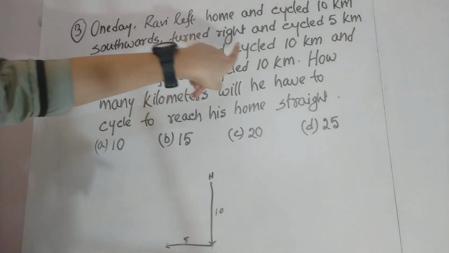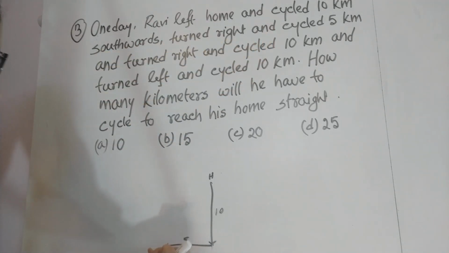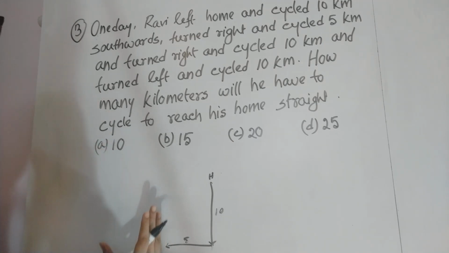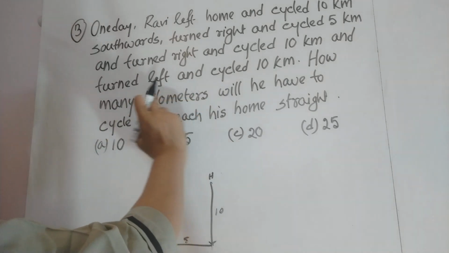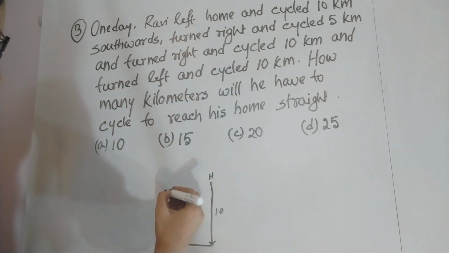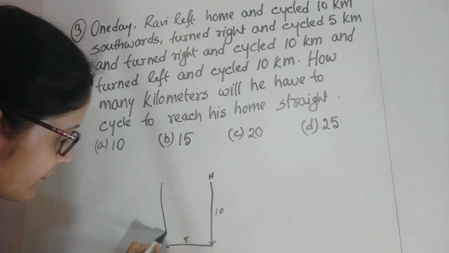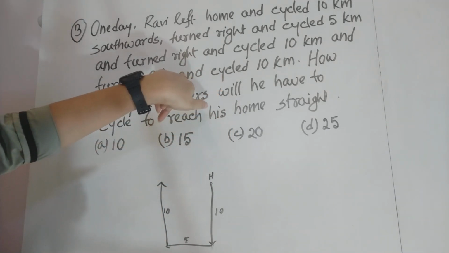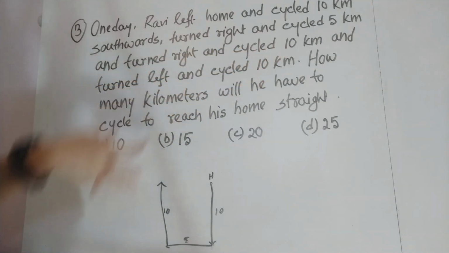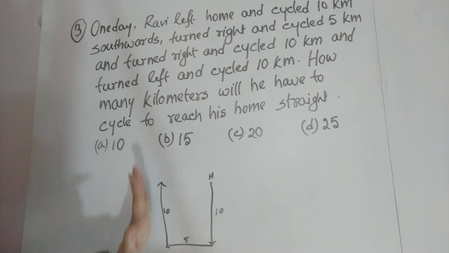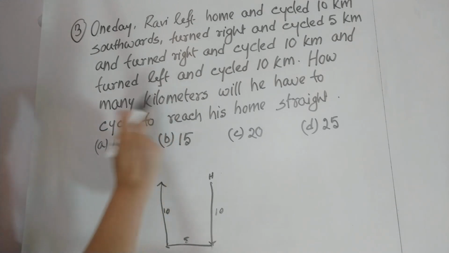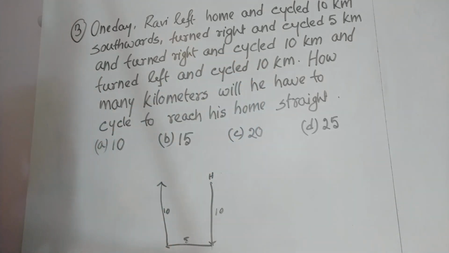Again turn right and cycle 10 kilometers. Now here he is facing in this direction, and now if he wants to turn right, he needs to face in this direction, and in this direction he cycled again 10 kilometers. So this is again 10 kilometers, and then he turned left. From here he turns left, so he is in this direction. Turns left means in this direction, again he will move. How many kilometers? Again 10 kilometers.